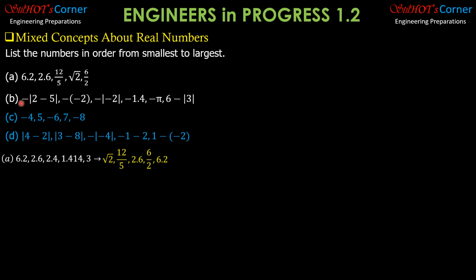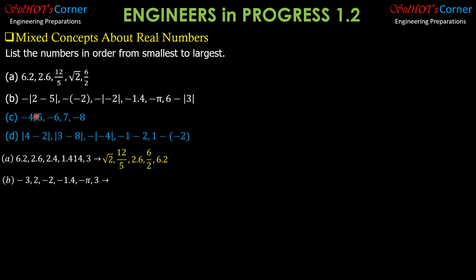For part B, this is negative absolute value of 2 minus 5. 2 minus 5 is negative 3. Absolute value of negative 3 is positive 3. So negative of positive 3 is negative 3. So let's arrange negative 3, positive 2, negative 2, negative 1.4, negative pi. 6 minus absolute value of 3 is 3. So the smallest should be negative pi because this is negative 3.1416.